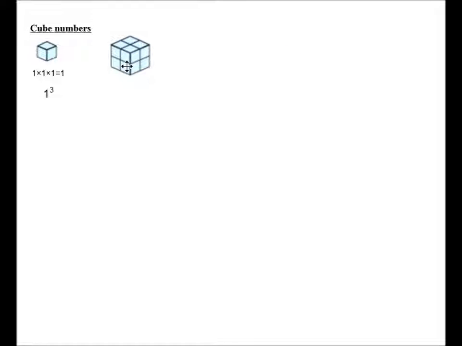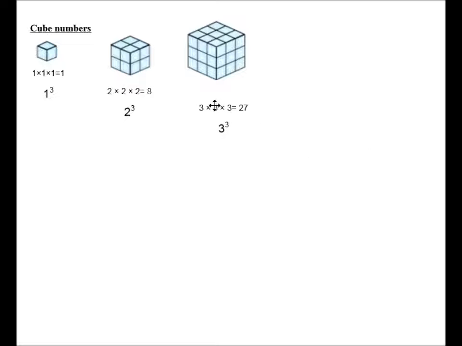The next cube number, I'm going to take 2 blocks along, 2 blocks wide, 2 blocks high. So my next cube number is 2 by 2 by 2. I have got 3 2's multiplied together, so it's 2 cubed, and that would be 8. The third cube number, 3 blocks along, 3 blocks wide, 3 blocks up. So if I had to count all the blocks in this cube, I would have 27, because I've got 3 by 3 by 3, which is 27.